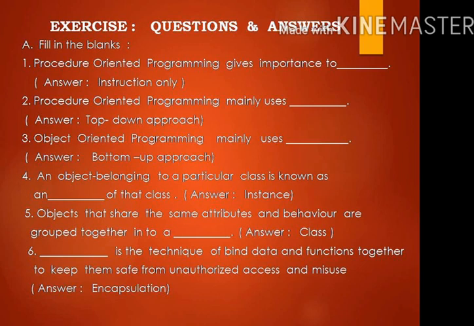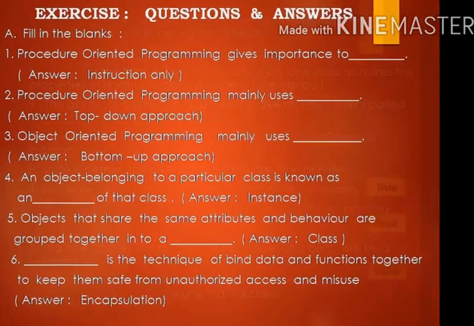Answer: instance. Number 5. Objects that share the same attributes and behavior are grouped together into a dash. Answer: class. Number 6. Dash is the technique of binding data and functions together to keep them safe from unauthorized access and misuse. Answer: encapsulation.